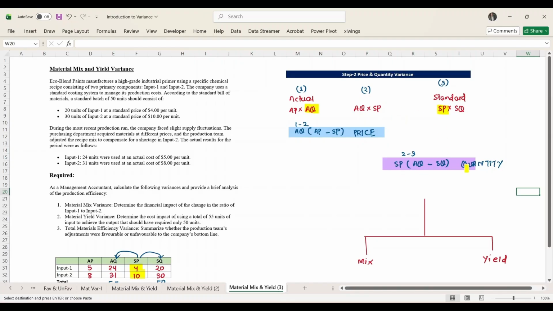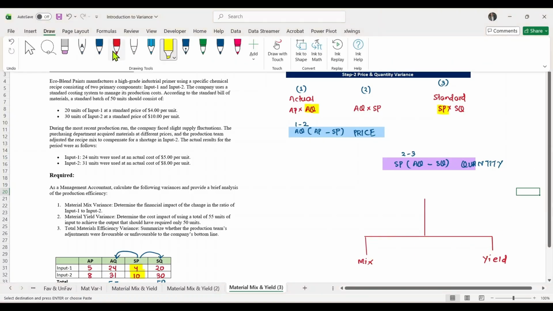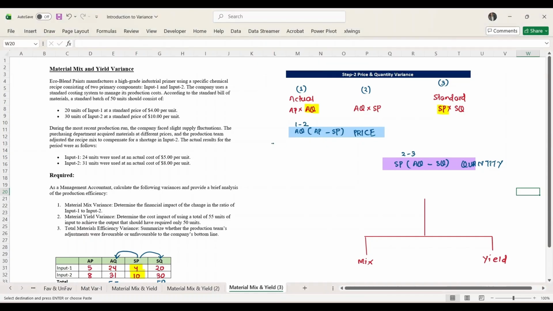So that formula we don't have to remember, we will extract it from here only. And this quantity variance will again be subdivided into mix variance and yield variance. So let's do the calculation here. We'll do it for input 1 and for input 2, and we have to add them because we have 2 inputs here.